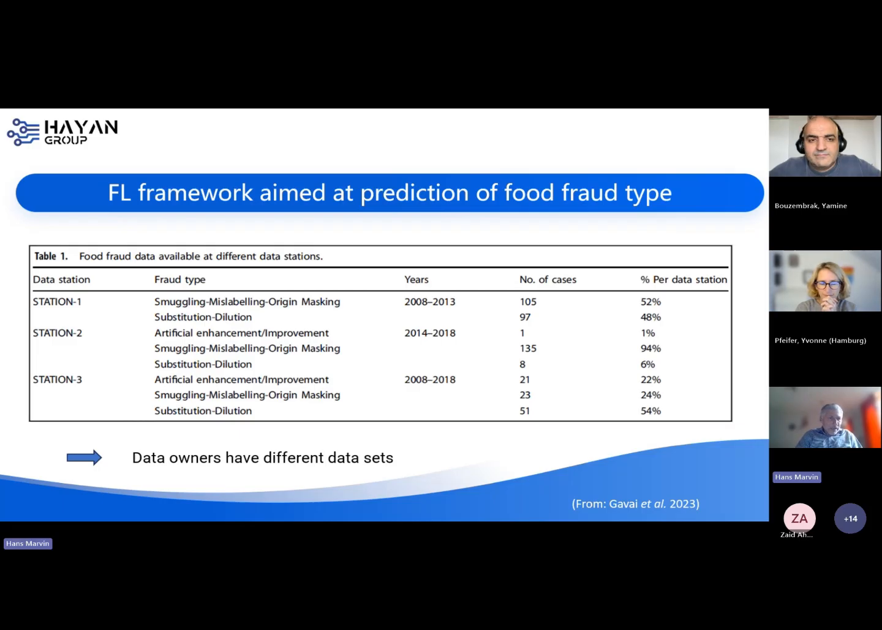For example, the data owner of station 1 has nothing about artificial enhancement. That means if he develops a Bayesian network model for the prediction of food fraud type, he can never predict anything related to artificial enhancement or improvement, because he has no information there, and the Bayesian network does not have that information.